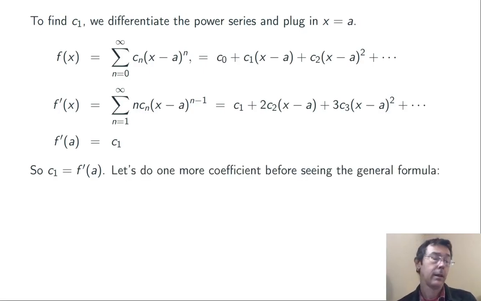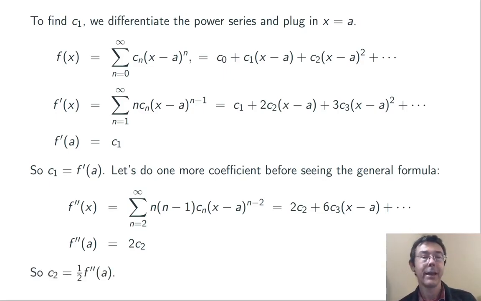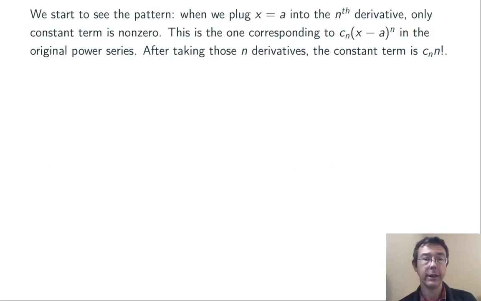Let's do one more. I want to do f double prime, like so. Plug in x equals a. Everything goes away, except now for the c2 term. Solving it for c2, I get that c2 is 1/2 f double prime of a. Okay, let's try and generalize this. The idea to get c sub n is to take the nth derivative and then plug x equals a in. And then everything will go away in that power series except for the constant term in that new power series. And that constant term is going to be the one that corresponded with c sub n times x minus a to the n in the original power series.